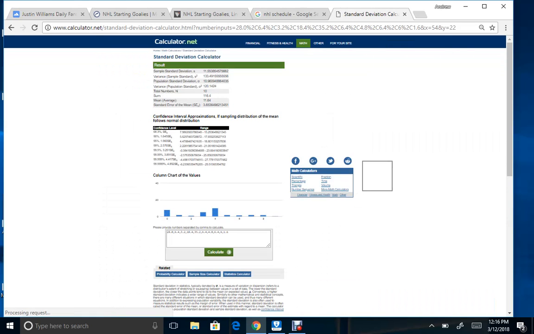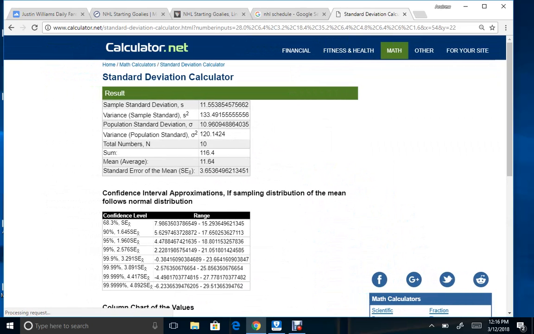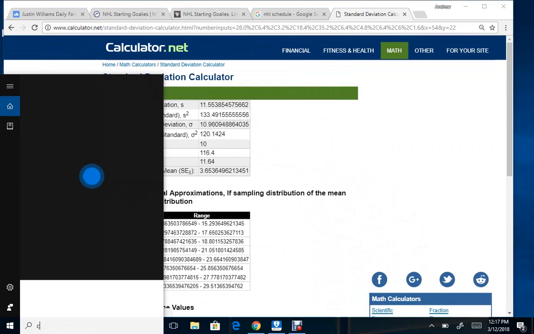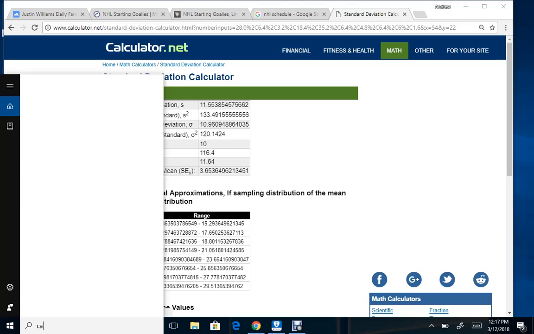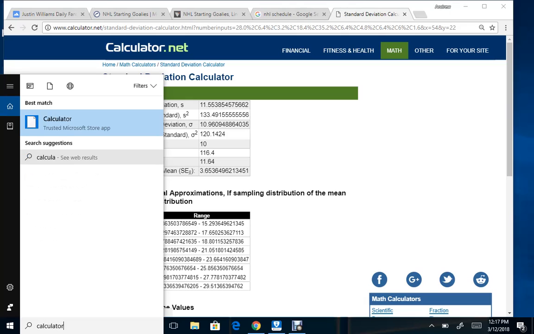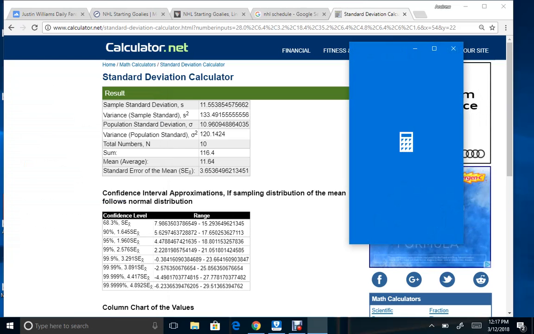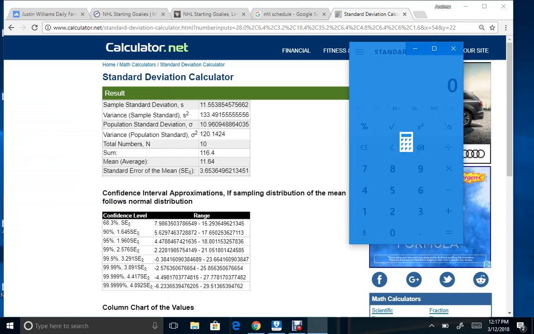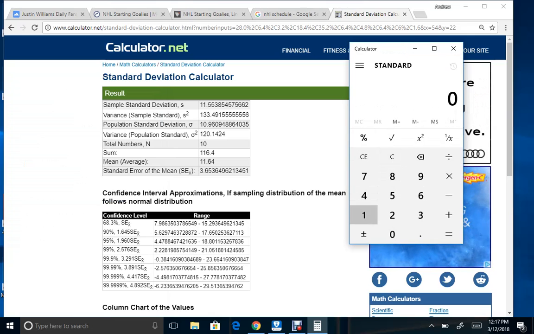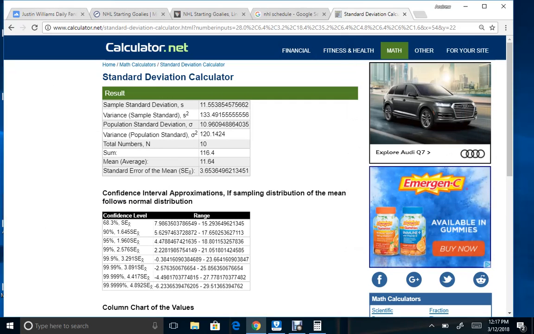Now, this is not an average or a mean. This is just your sample standard deviation, which is 11.55. So what you do is you take your calculator, bring it up, and you divide the 11.55, if you want to be exact, divided by his average points per game, which is right here.